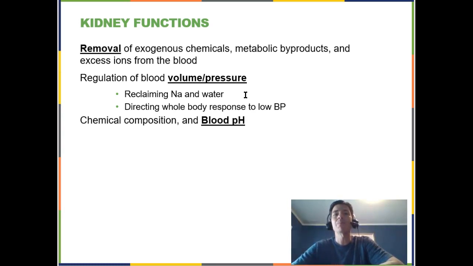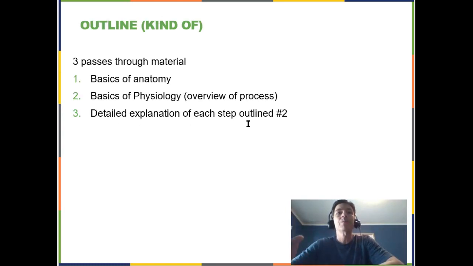Then also, because your kidney processes the blood and has the ability to control, or pump, I should say, things like hydrogen ions and bicarbonate ions, your kidney plays an important role in maintaining proper blood pH.